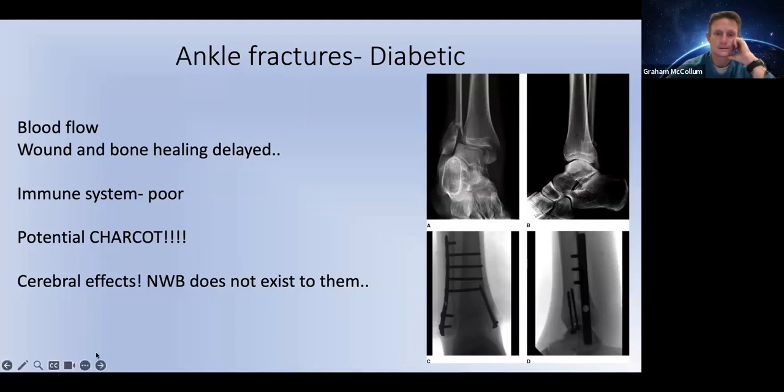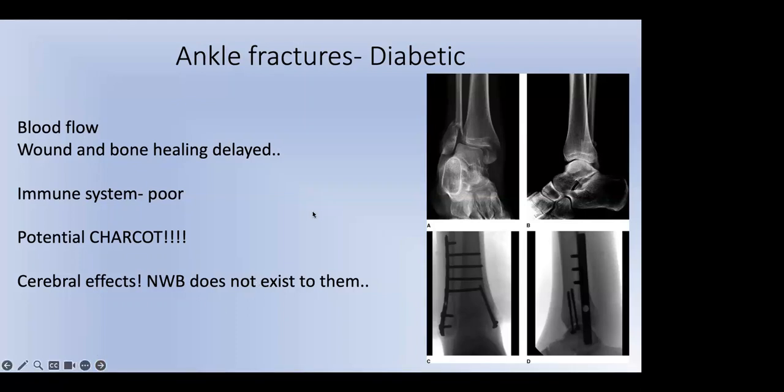Cool. Prof, can I ask? Yeah. So, I think Charcot is quite synonymous with diabetes. The few that I've seen, it's always sort of been the diabetics, brittle and poorly controlled. Do you insist on a degree of control before you take on these big cases? Or how do you assess them?